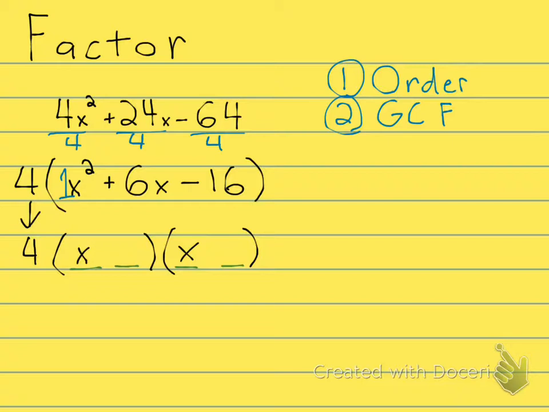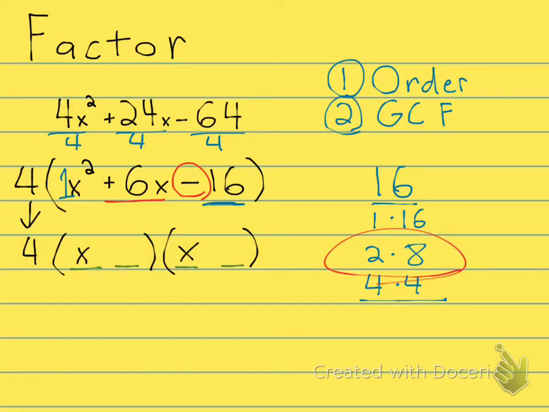The last two terms are going to have to multiply to give me 16. Let's list all our possibilities. I'm going to start with 1 and 16, 2 and 8, 3 does not go into 16, 4 and 4. We are looking to subtract those numbers, and when we subtract them, we want to get a positive 6x. So you see your answers are 2 and 8. The way to get a positive 6 is to have a negative 2 and a positive 8.